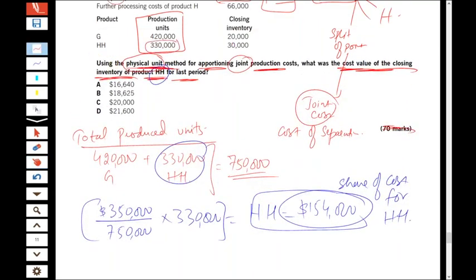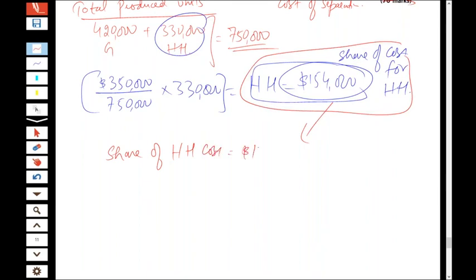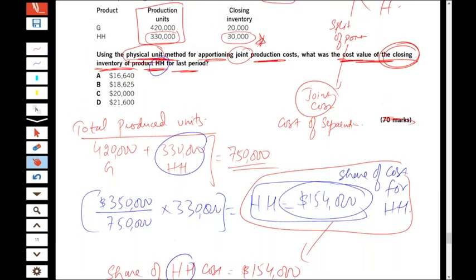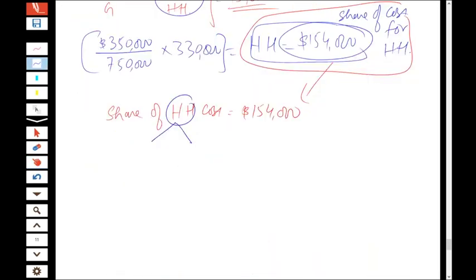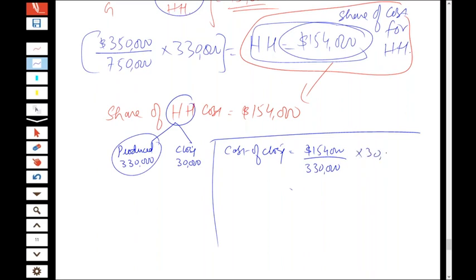You did produce 330,000 units, and there is a closing of 30,000 units. It is asking for the value of closing stock. This is the share of HH cost, that is $154,000. We produced 330,000 units and closing 30,000 units. So the cost of closing stock is 154,000 divided by 330,000 multiplied by 30,000.